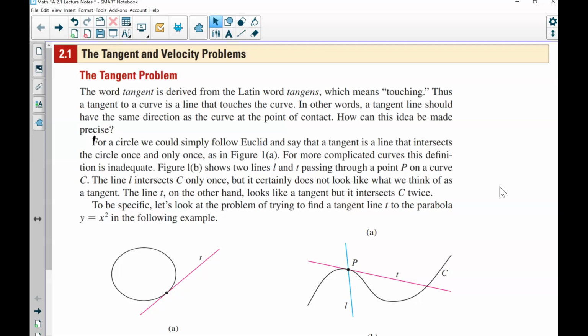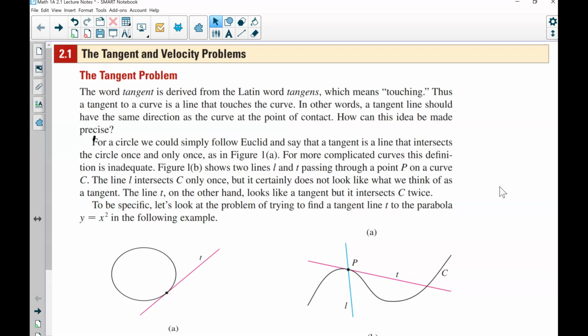Now, we're going to see how derivatives can be interpreted as rates of change in various situations and learn how the derivative of a function gives information about the original function. So in this section, we see how limits arise when we attempt to find the tangent to a curve or the velocity of an object.